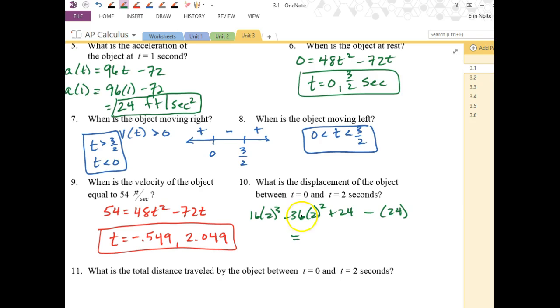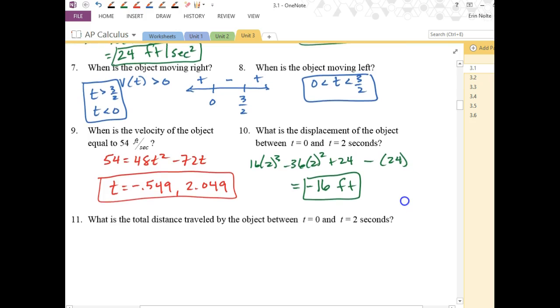Negative 16. So displacement, what are we talking about? 16 what? The displacement is in feet. Yes. What does the negative describe about it? To the left of the initial spot. So 16 feet to the left of the initial position. Okay, so that's where the new thing lies.